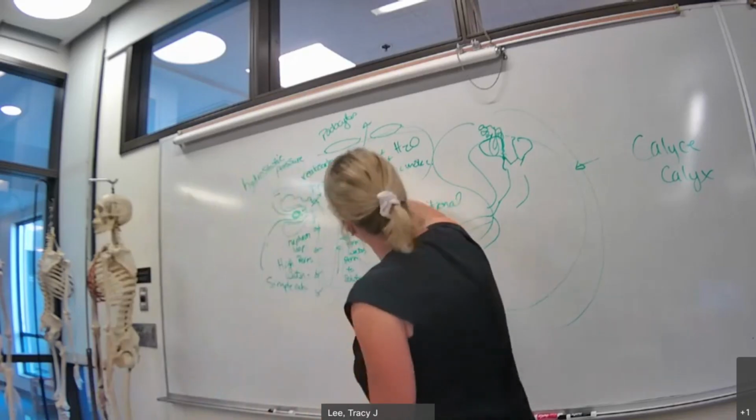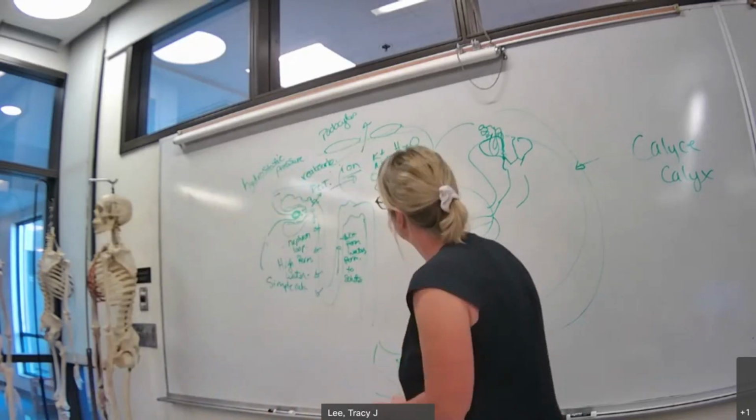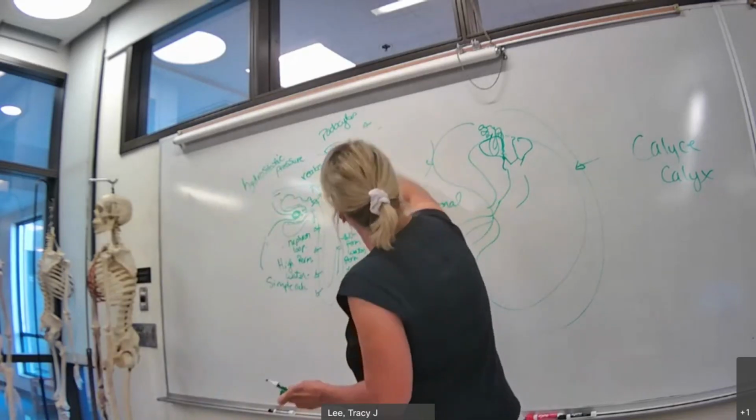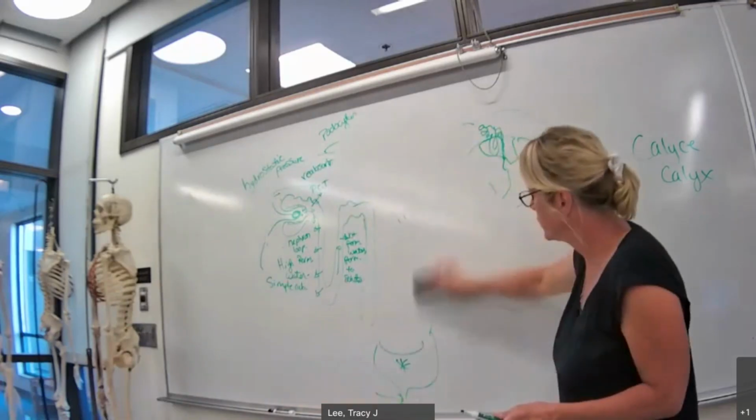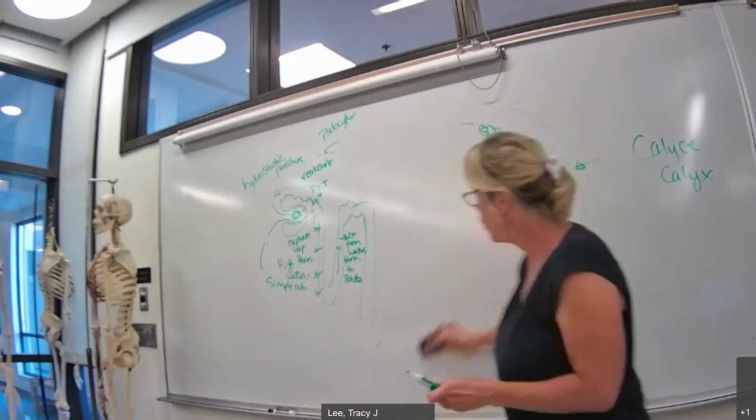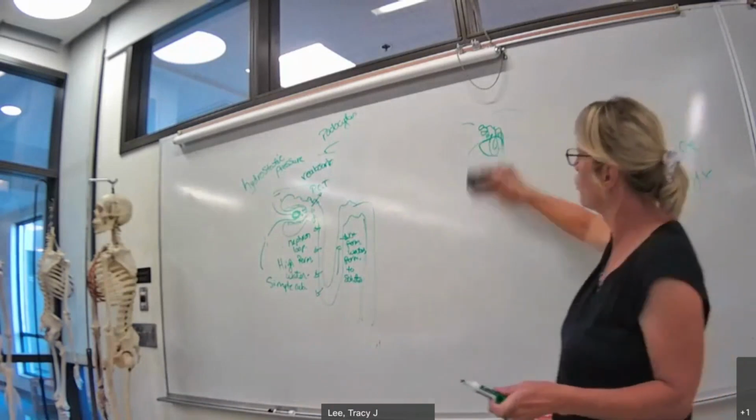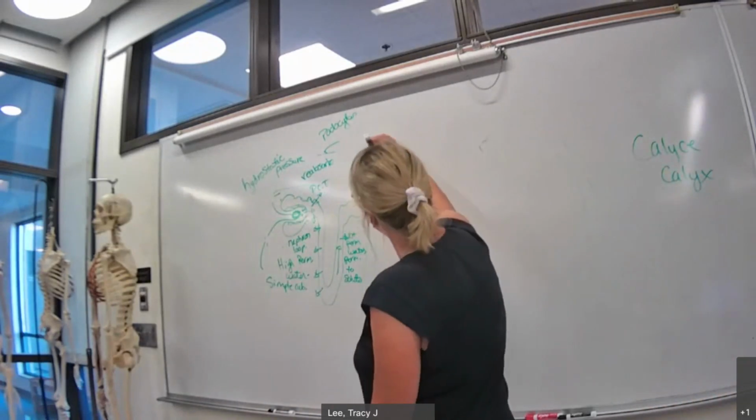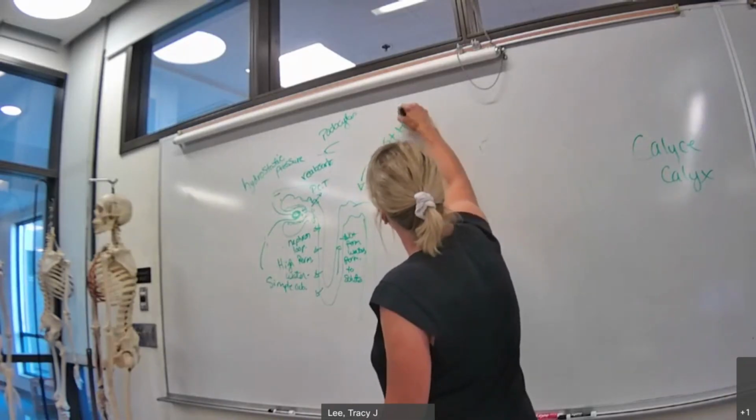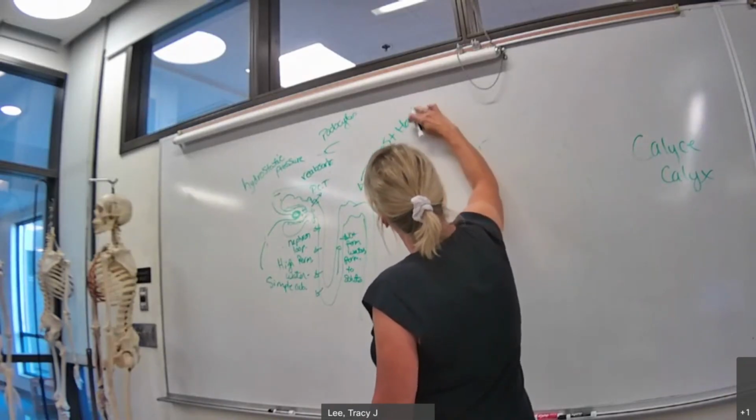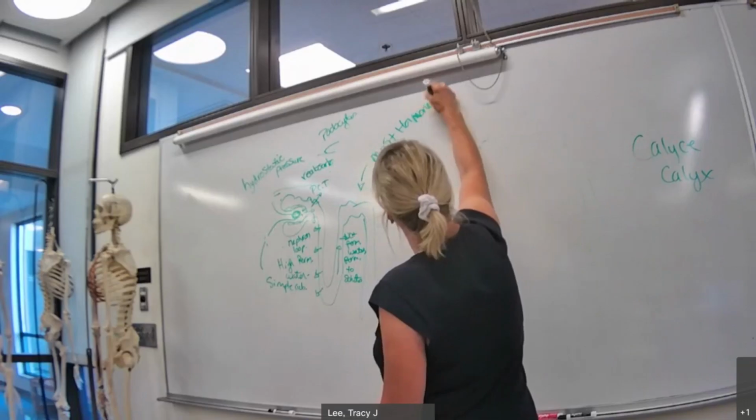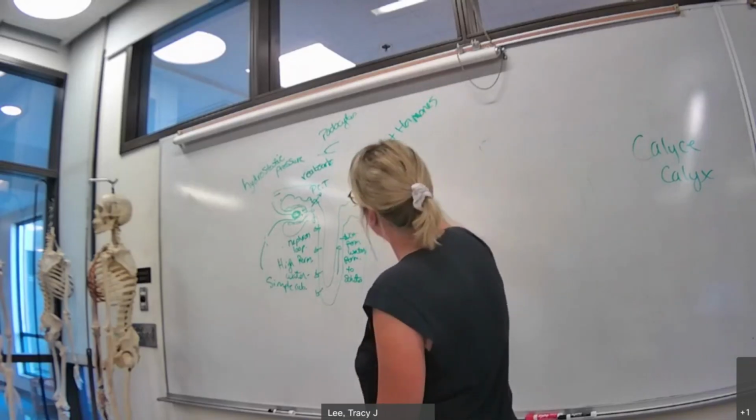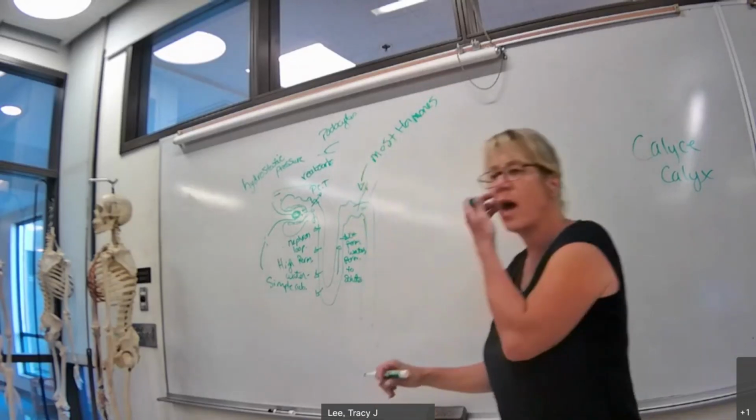Over here, what is this part called? Distal convoluted tubule. And my distal convoluted tubule is the portion that is most affected by hormones and other signals. And what does that mean? It's constantly changing. We can put stuff in it. We can take stuff out.